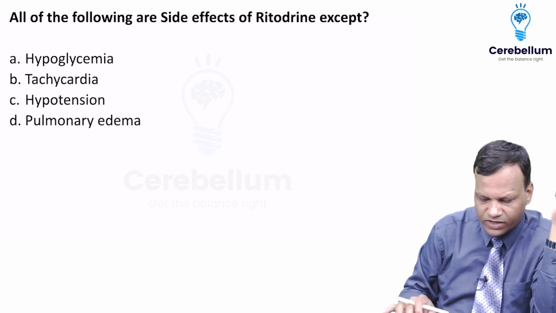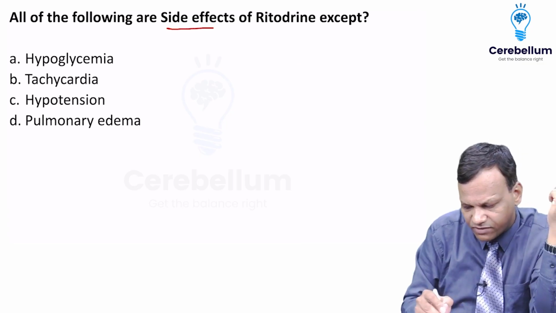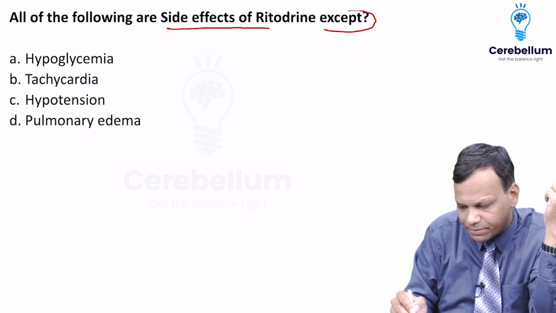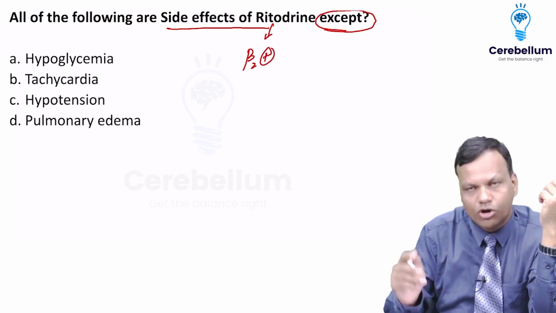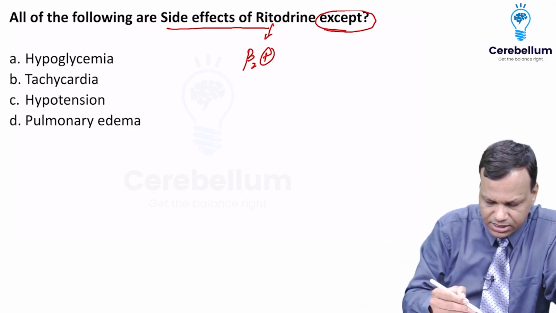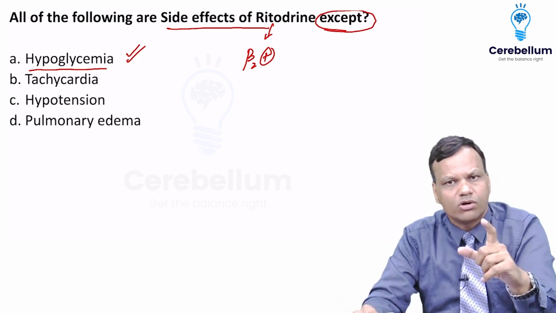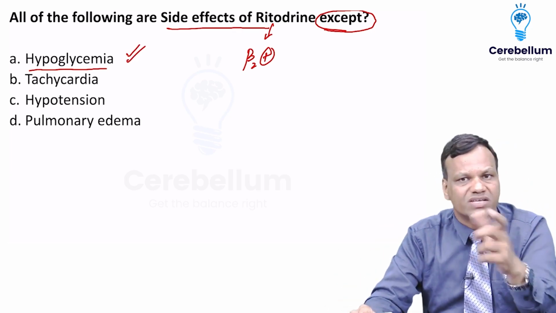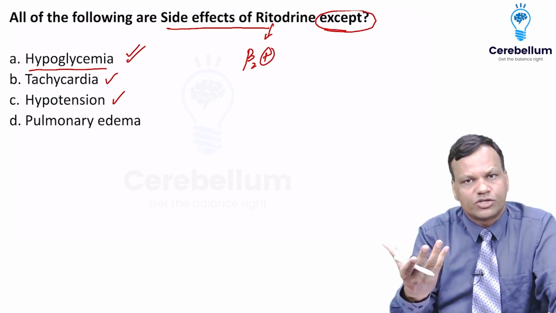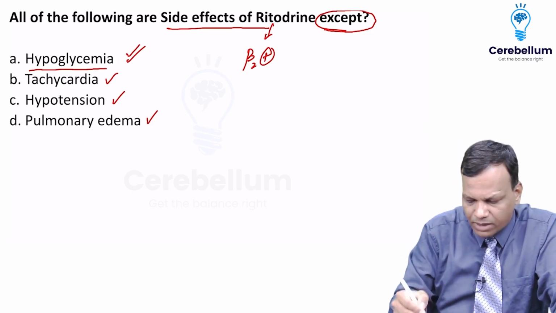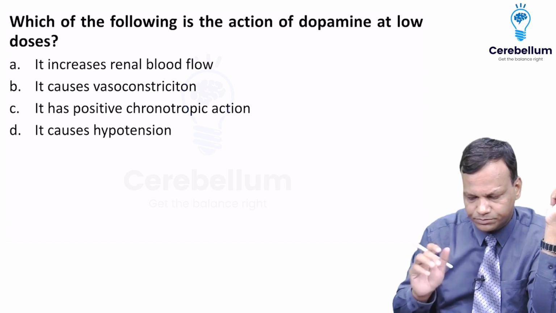Okay, so we can see some of the questions. All of the following are side effects of ritodrine except: ritodrine, which we just discussed, is a beta 2 agonist. So which is not a side effect of a beta 2 agonist? The answer is hypoglycemia. Beta 2 agonists can cause an increase in sugar, but they will never cause hypoglycemia. Tachycardia can be seen with beta 2, vasodilation occurs, hypotension can occur, and pulmonary edema can be seen with ritodrine. So the answer is hypoglycemia.